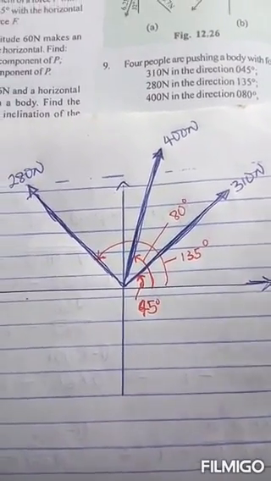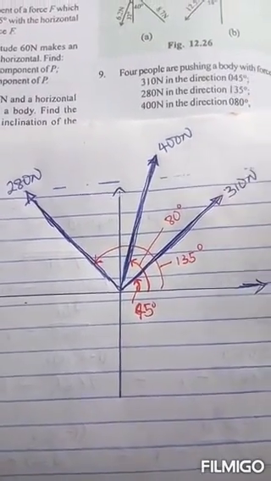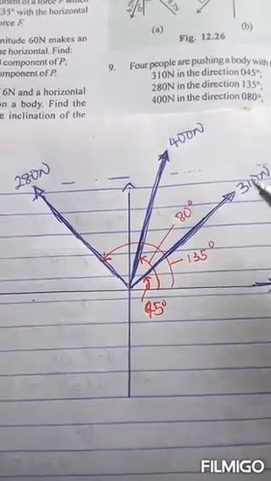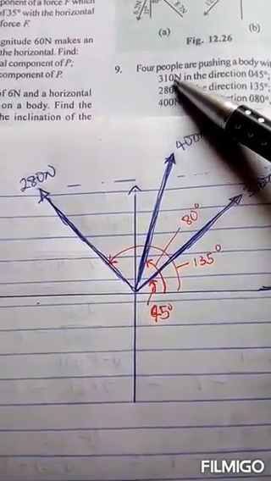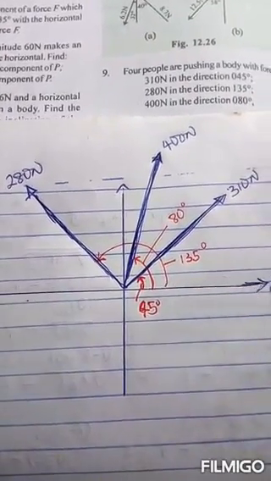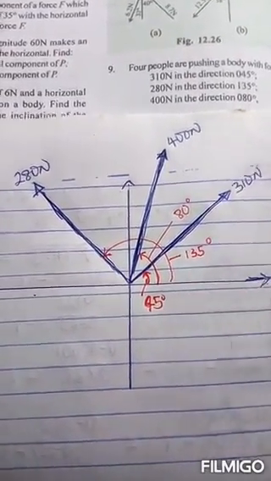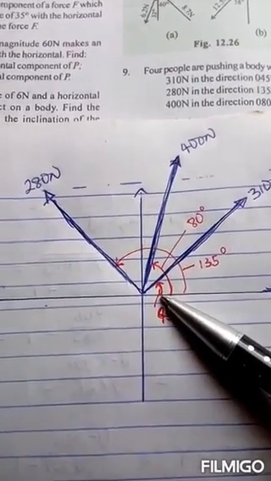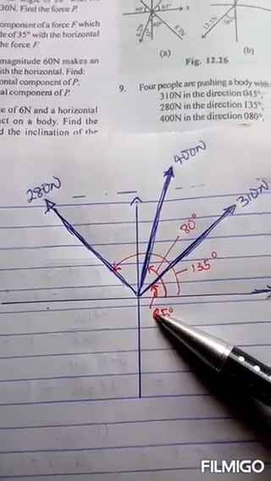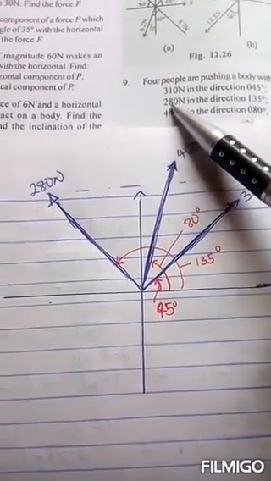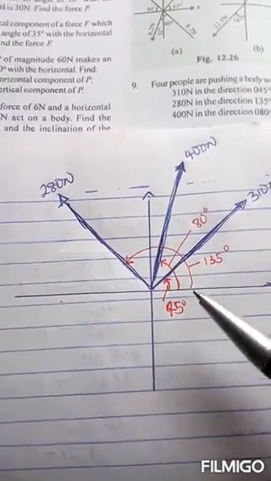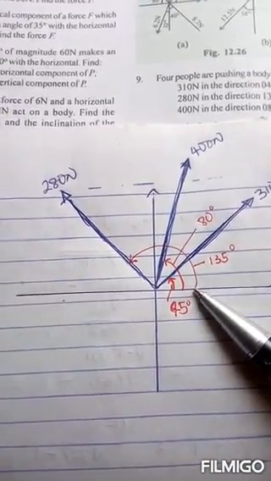So for question 9, these are the inclinations. The first force is 310 Newton in the direction 45 degrees from the positive x-axis. This is the positive x-axis. The inclination angle is 45 degrees. The next force is 280 Newton in the direction 135, so from the positive x-axis, 135.